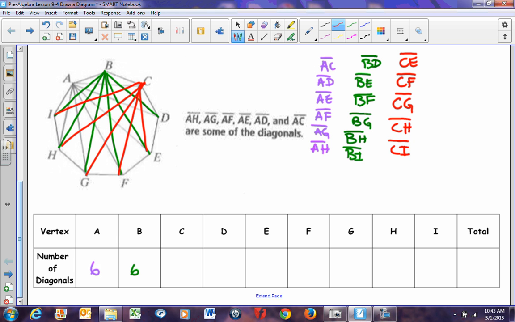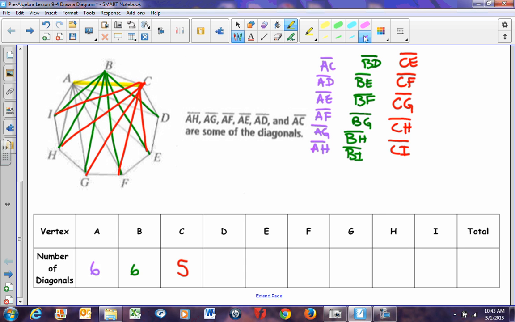I can't go C to A because I already did A to C, and C to A is the same diagonal. This one I'll highlight here. It's this one right here, which I already have, so I can't use that diagonal. So if we count up all the ones from C, we have 1, 2, 3, 4, 5. Oops, I don't want to use my lighter. Let's erase that. 5.